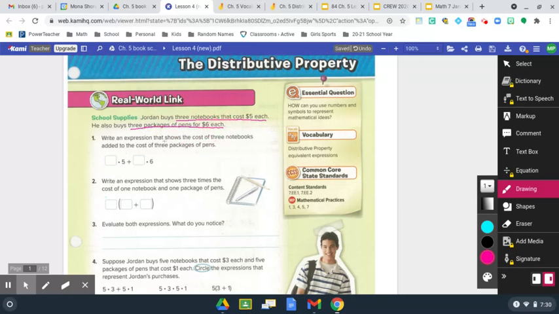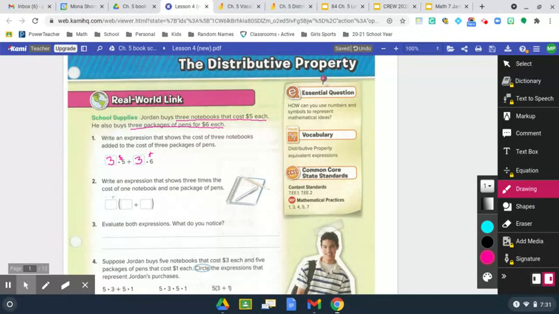Number 1, write an expression that shows the cost of 3 notebooks added to the cost of 3 packages of pens. So look at how they've started to set up the expression for you. What are you going to multiply by $5 and what are you going to multiply by $6? Well, the notebooks are $5 each. You're buying 3 of them. 3 times $5. Again, the package of pens are $6 and you're buying 3 of them. And so 3 times $5 plus 3 times $6. So this is one way to set the expression up.